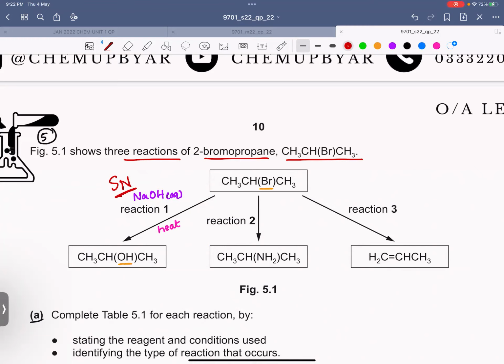Yes sir. Now, if you see in reaction 2, Br is replaced by NH2. So this is also a nucleophilic substitution reaction. Okay. This one is also a nucleophilic substitution reaction.